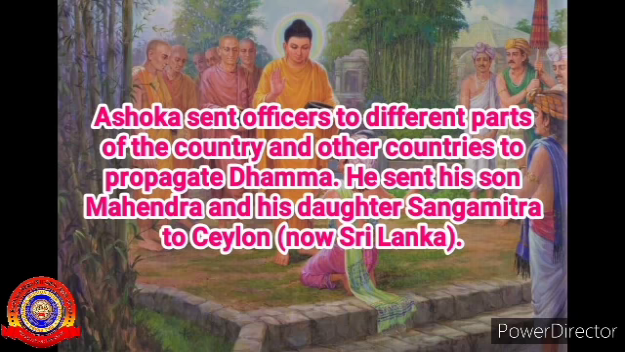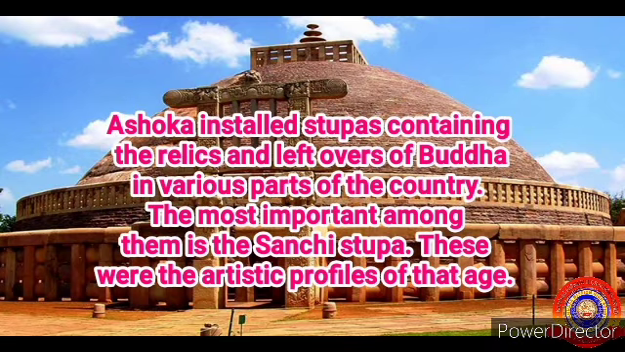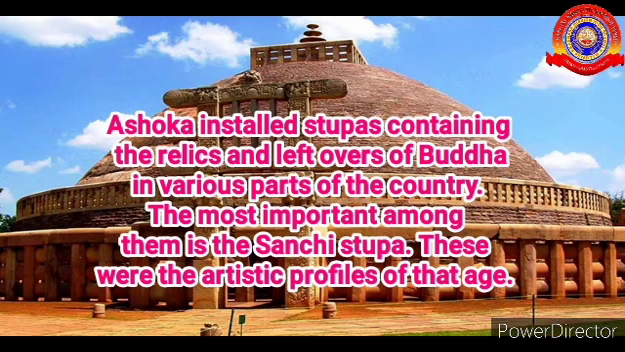Ashoka sent officers to different parts of the country and other countries to propagate Dhamma. He sent his son Mahendra and his daughter Sanghamitra to Ceylon, now Sri Lanka. Ashoka installed stupas containing the relics and leftovers of Buddha in various parts of the country. The most important among them is the Sanchi stupa. These were the artistic profiles of that age.